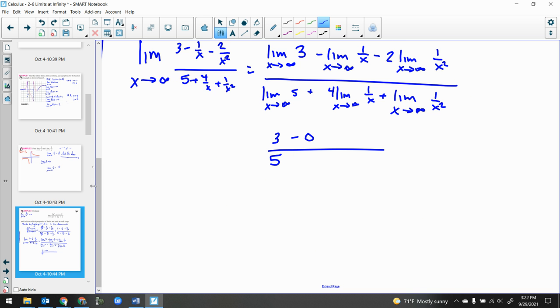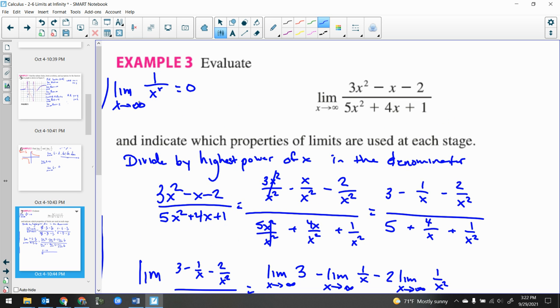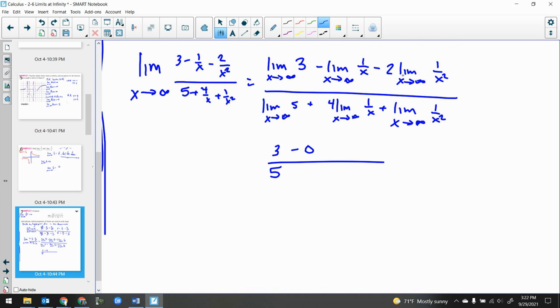And this up here is essentially the same thing, because we said the limit as x goes to infinity of 1 over x to the r is 0. So minus 2 times the limit as x goes to infinity of 1 over x squared, that's just 0 again. Plus 4 times 0, plus, this is a minus up here, 0 here. The limit as x goes to infinity of 1 over x squared is also 0. So essentially, this is like saying 3 minus 0 over 5 plus 0. So the limit as x goes to infinity is 3/5.